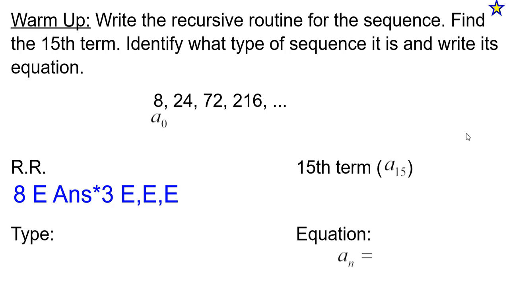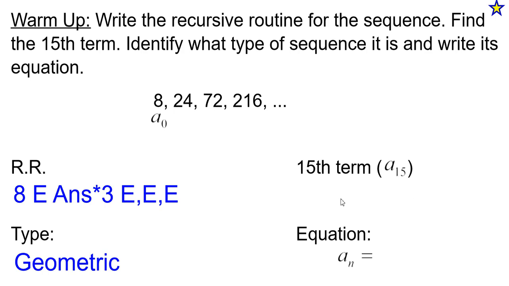So because I have this common multiplier, we talked about before the two different types of sequences we can have. This is a geometric sequence. An arithmetic sequence, again, is when we're adding or subtracting a common amount. Now, since we have the geometric recursive routine, we could take that and turn it into an equation, which might be easier for us to find a certain number term in the future.